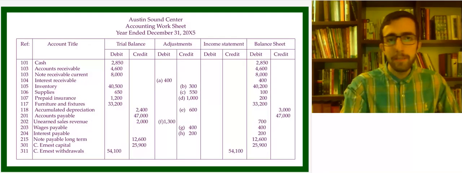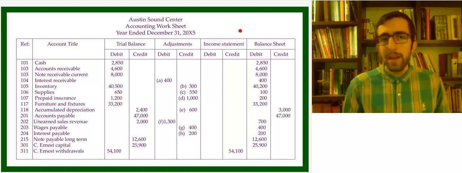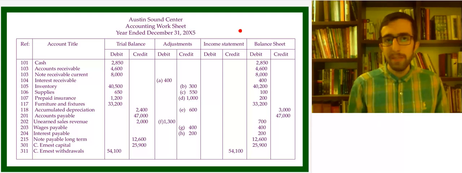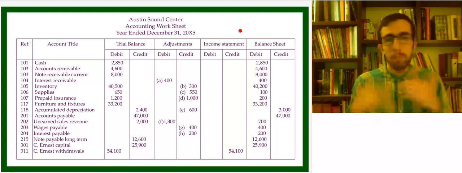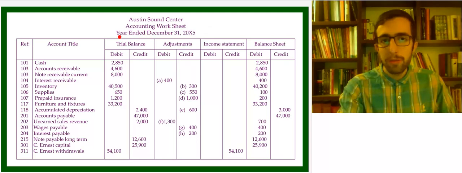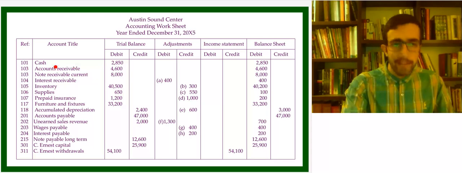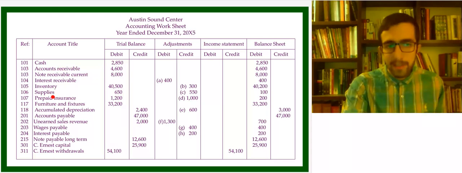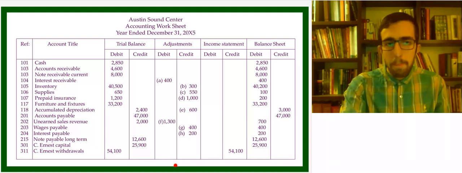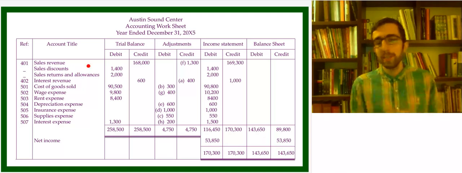And here on this page we prepare a worksheet for Austin Sound Center. At the first line we have the name of the company, at the second line we have the name of the document that we want to prepare, and finally the time period for this worksheet. We have cash, as you can see, after that liabilities, then capital, then withdrawals, and after that we don't have service revenue.